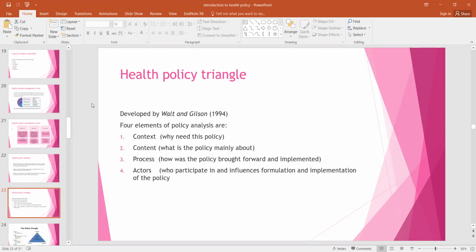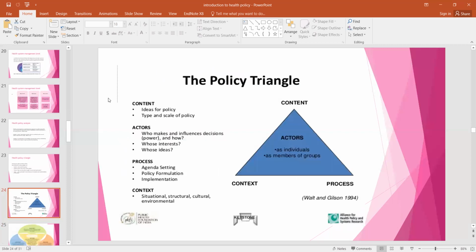What is the health policy triangle? The health policy triangle was developed by Walt and Gilson in 1994, and is based on four elements: context, content, process, and actors. Why do we need these policies? This comes under the heading of context. Content: what is the policy mainly about? Process: how was that policy made? And actors: who participates in the policy making. This is the diagrammatic representation of the policy triangle.